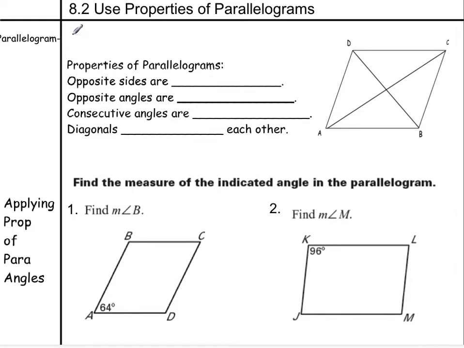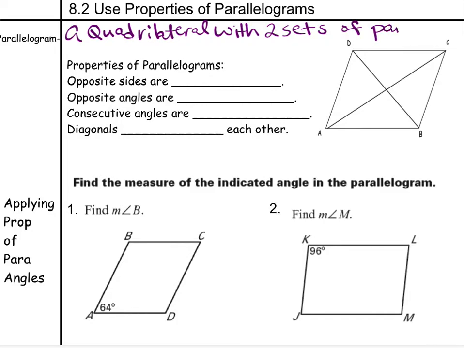definition at the top. A parallelogram is a quadrilateral with two sets of parallel sides. That's the definition. So that is a property of the parallelograms, even though it's not listed. That is the technical definition of it, so they don't list that.